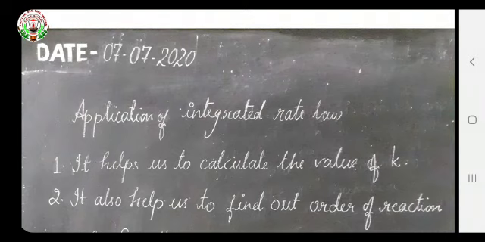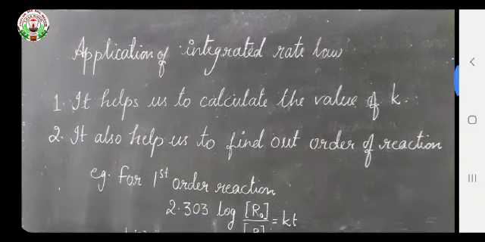Students, till now we have done the expression for the integrated rate law, but here we have the application of rate law, that it helps us to calculate the exact value of K. Second, it also helps us to find out the order of reaction. How do we find out the order of reaction with the help of integrated rate law?